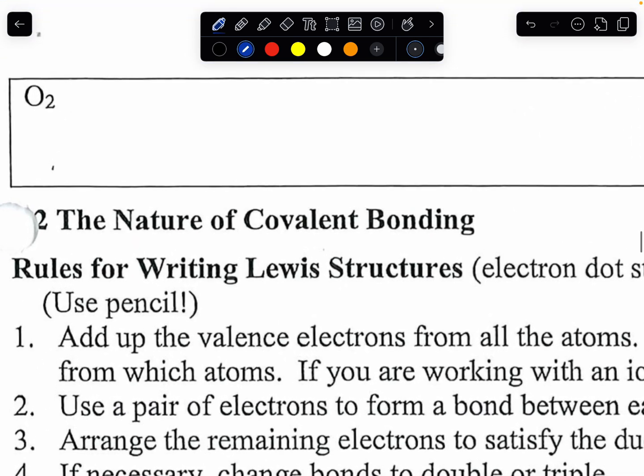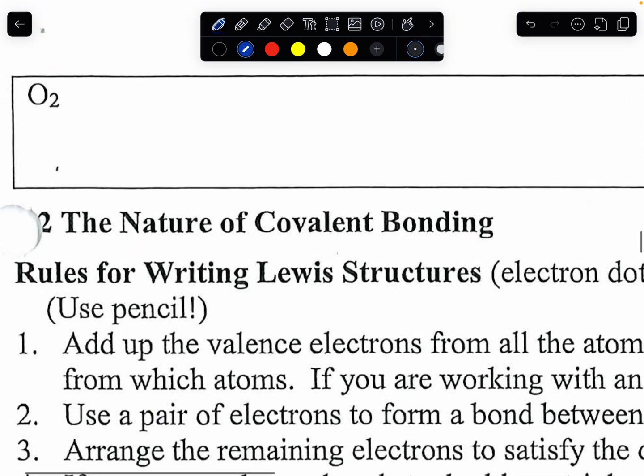All right, so oxygen gas is a diatomic molecule also. So I'm going to go through my thinking map. Number 1, analyze the structure. Is it all nonmetals? Yes, oxygen is a nonmetal. So I'm going to proceed. Number 2 says add up the total valence. There's 2 oxygens, each have 6. So there's 12 valence electrons.